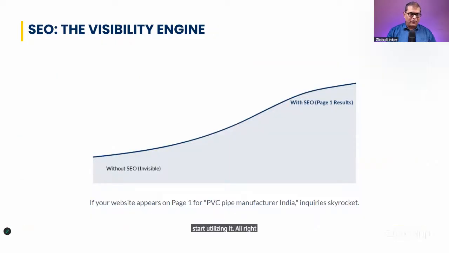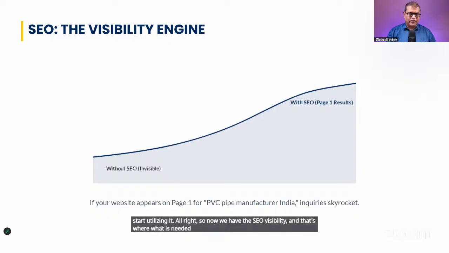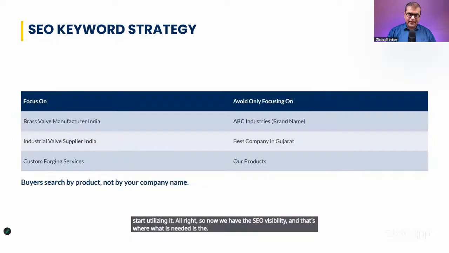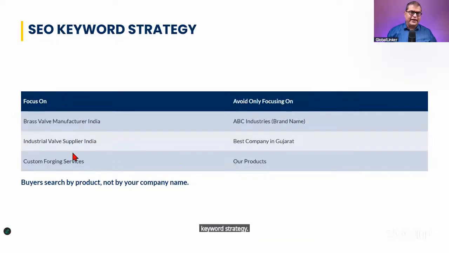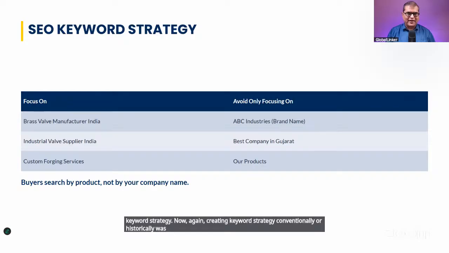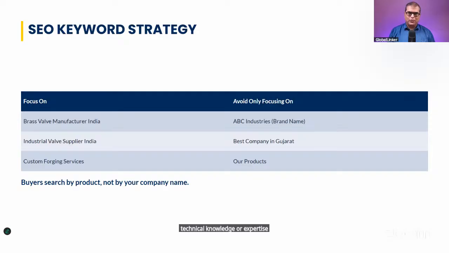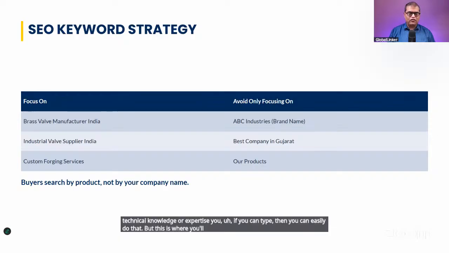All right, so now we have the SEO visibility, and that's where what is needed is the keyword strategy. Now, again, creating a keyword strategy conventionally or historically was something which required an SEO specialist, but now using AI, anyone can do that. You don't even need computer science or technical knowledge or expertise. If you can type, then you can easily do that. But this is where you'll have to create a keyword strategy, understand which are the keywords which are relevant to you, which are relevant to your target audience and user intent.